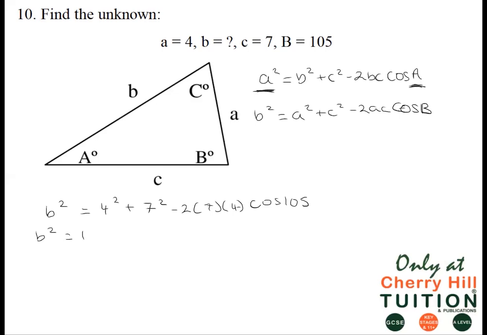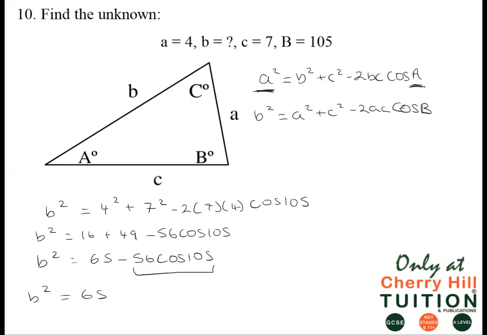And let's tidy this up. So 4 squared is 16, 7 squared is 49, minus 2 multiplied by 7 multiplied by 4. So 7 times 4 is 28. And then if we double this, we get minus 56 cos of 105. Okay? So 16 plus 49, in order to simplify this, is 65. And then we have a minus 56 cos of 105. Now, if we put this part into our calculators, 56 cos of 105 gives us minus 14.49.